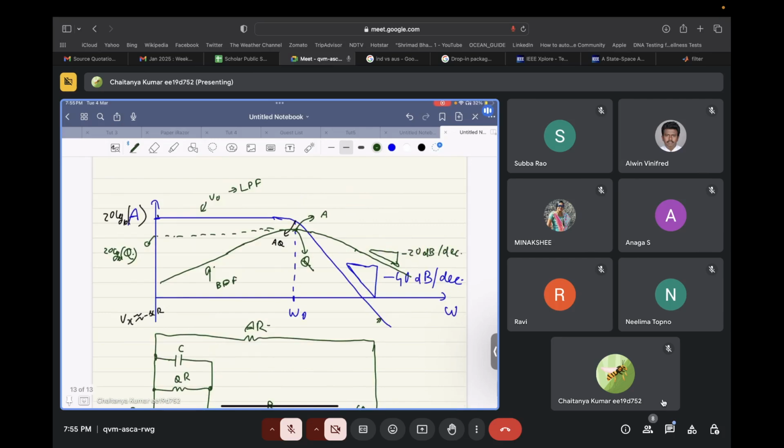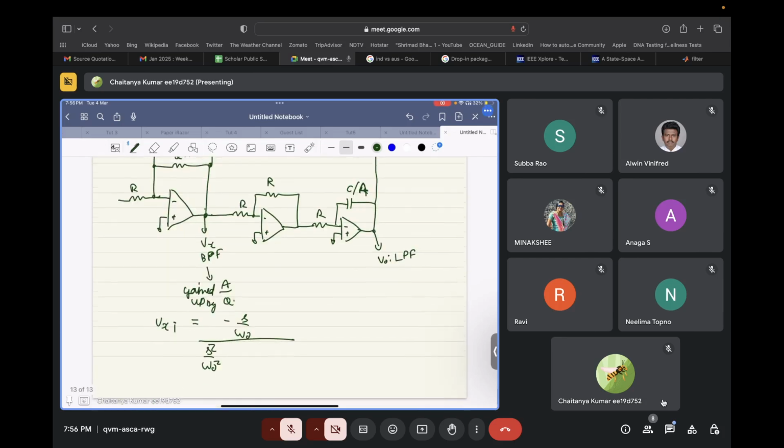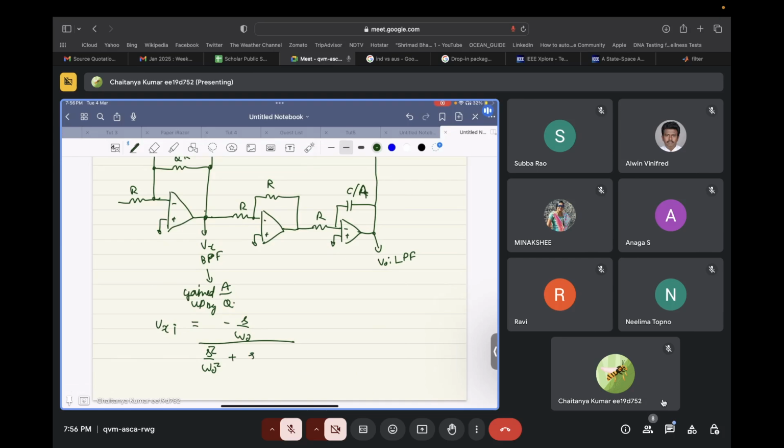Why do we want this gained up by A by Q? So that the peak over here becomes equal to A. So S square by omega naught square plus S by omega naught Q plus 1. Now what is the V final we want? V final we want as minus A by Q S by omega naught divided by S square by omega naught square plus S by omega naught Q plus 1.